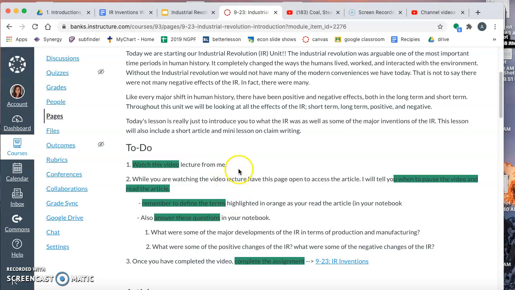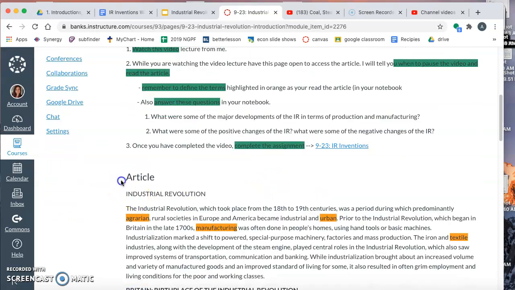On this page, there will be a link to this video that I'm making right now, as well as this article. So there will be a point in the video and the PowerPoint where I ask you to pause and read this article. As you read, I want you to define the terms that are in orange in your notebook. Also answer the questions: what were some of the major developments of the IR in terms of production and manufacturing? And what were some of the major positive changes as well as negative changes?